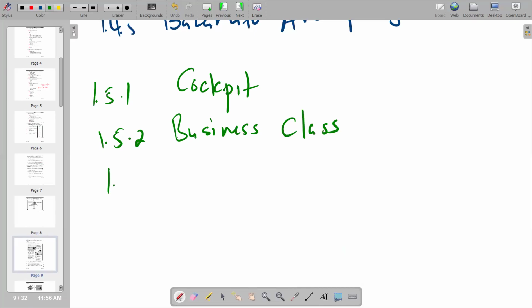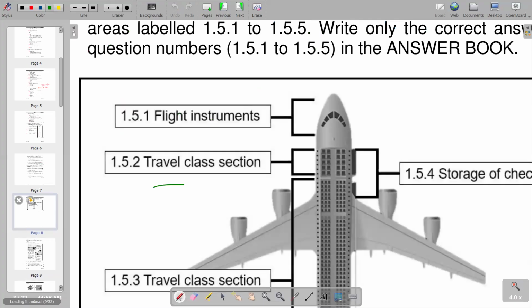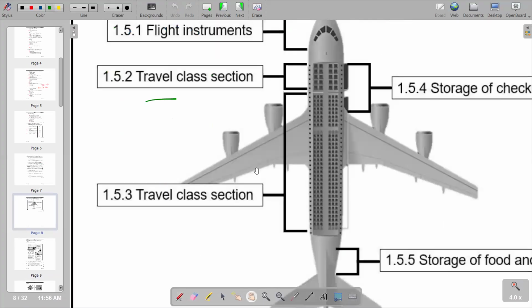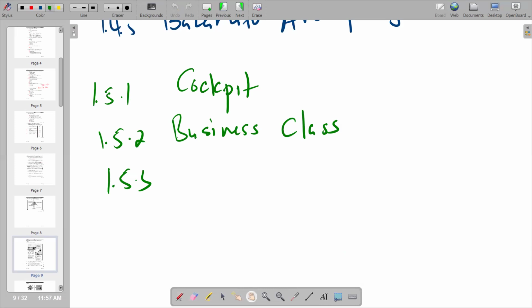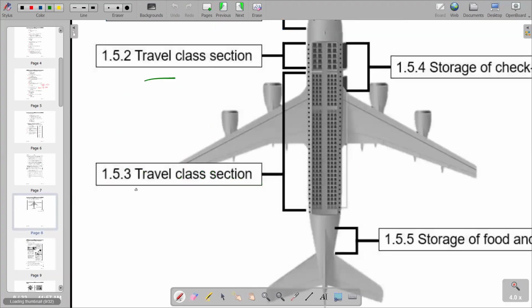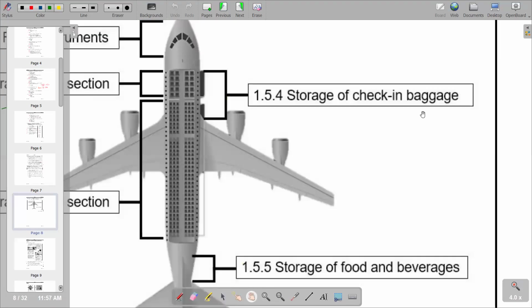Move on to 1.5.3. So 1.5.3, we have the travel class section, which is the bigger section that is indicated here, and it is the economy class. So we go to 1.5.4. Storage of checked baggage. It is a cargo hold. A cargo hold, so we can indicate it as such.